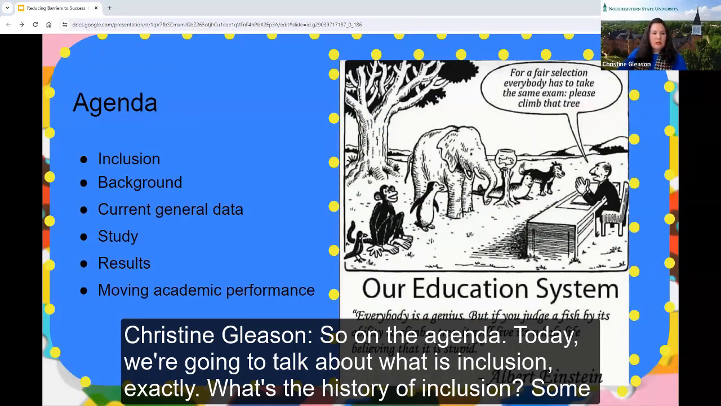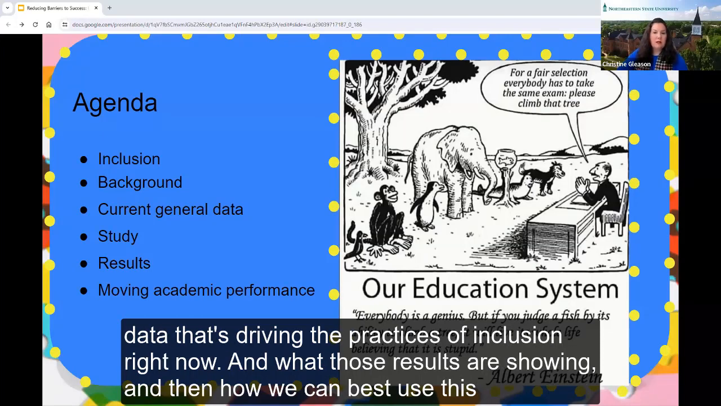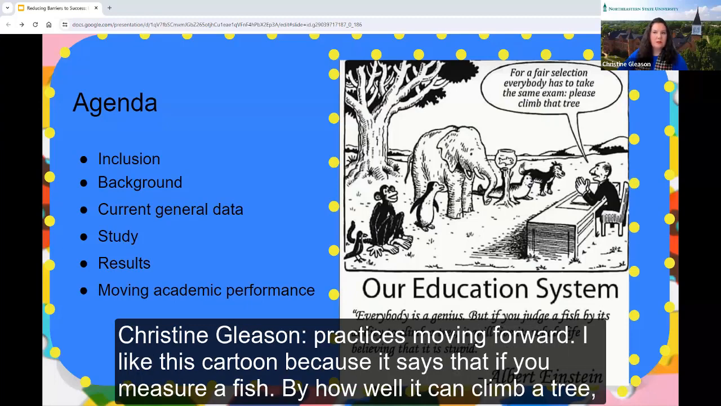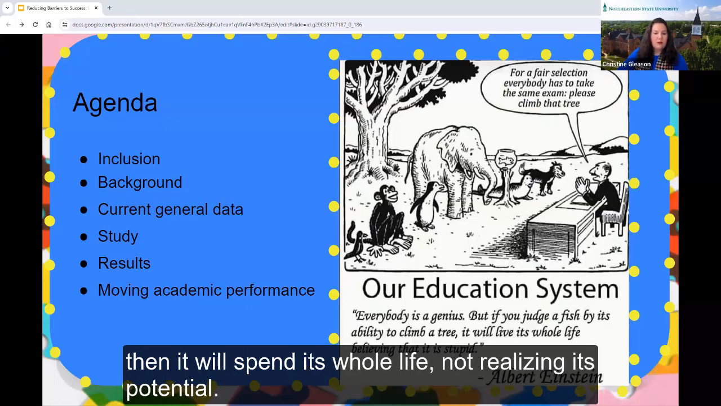So on the agenda today, we're going to talk about what inclusion is exactly, what the history of inclusion is, some data that's driving the practices of inclusion right now, what those results are showing, and then how we can best use those practices moving forward. I like this cartoon because it says that if you measure a fish by how well it can climb a tree, then it will spend its whole life not realizing its potential.